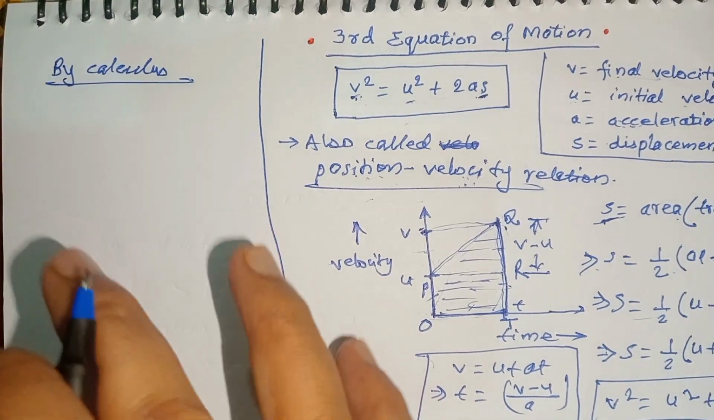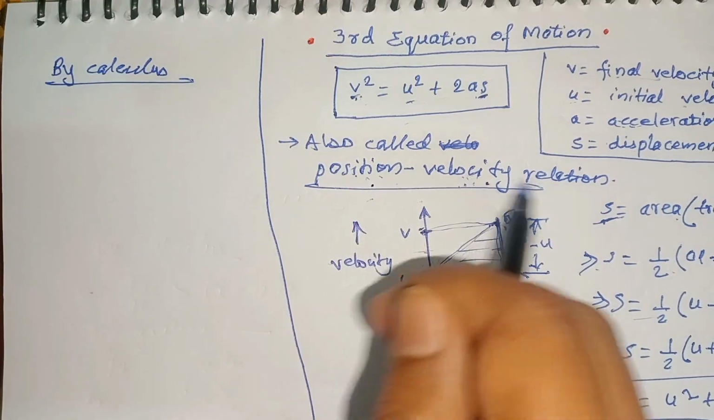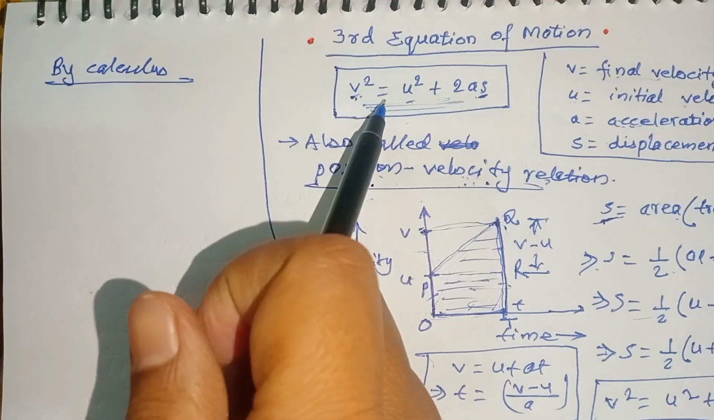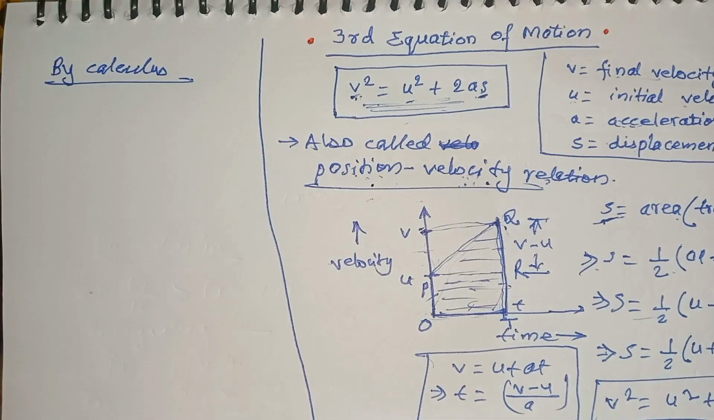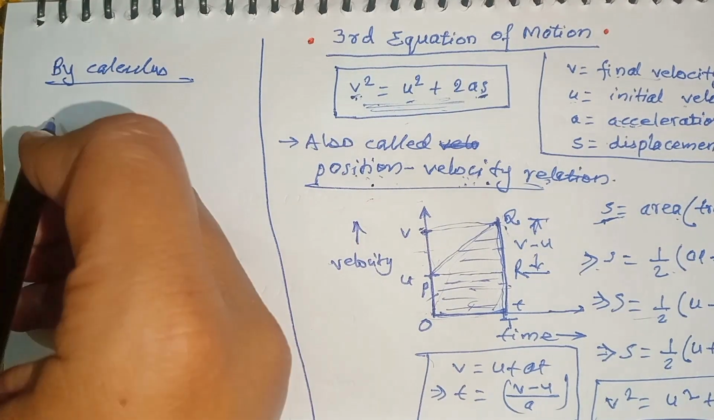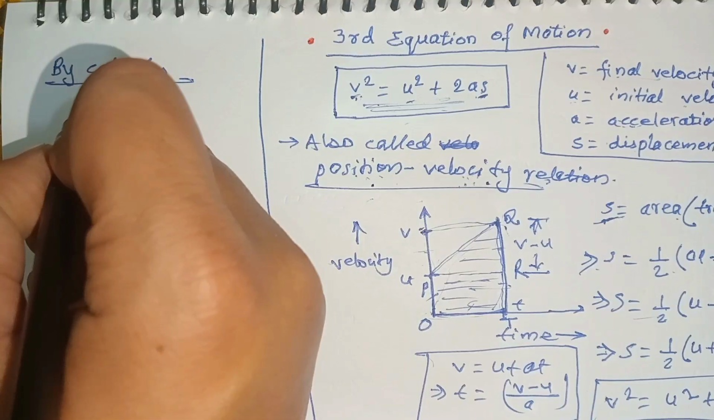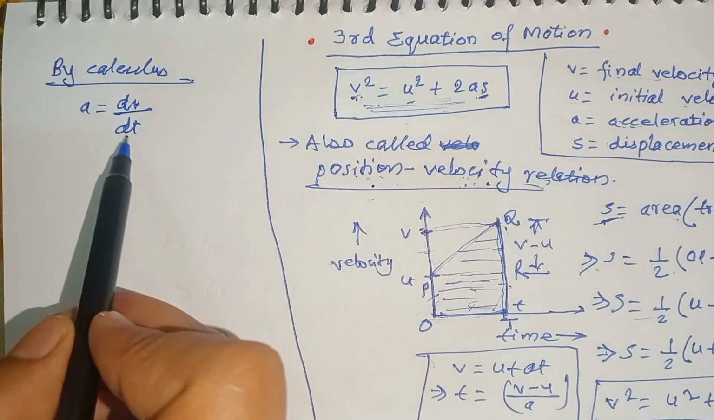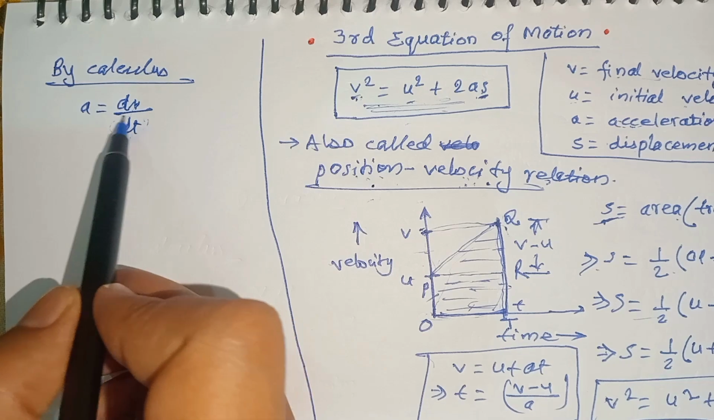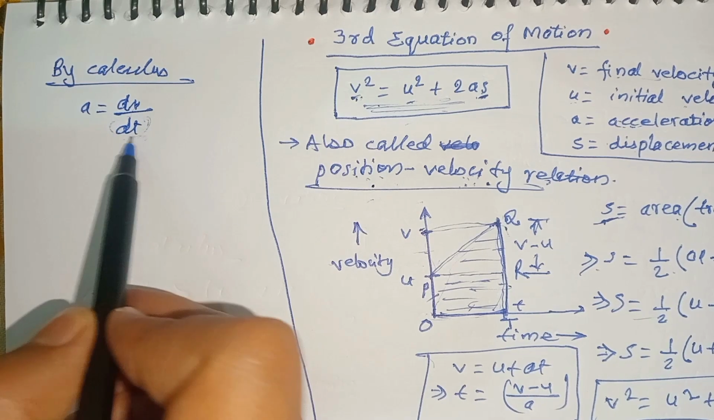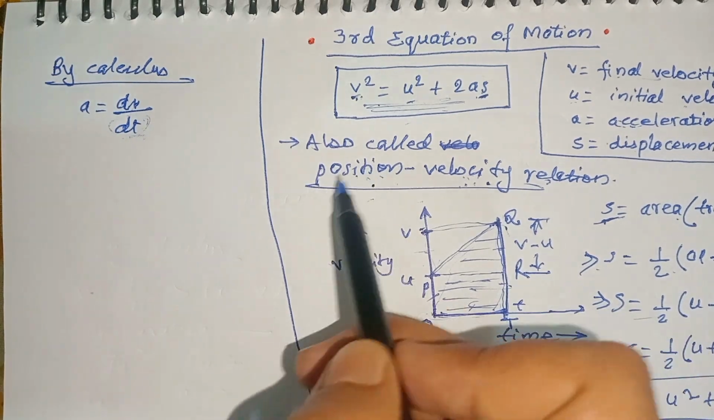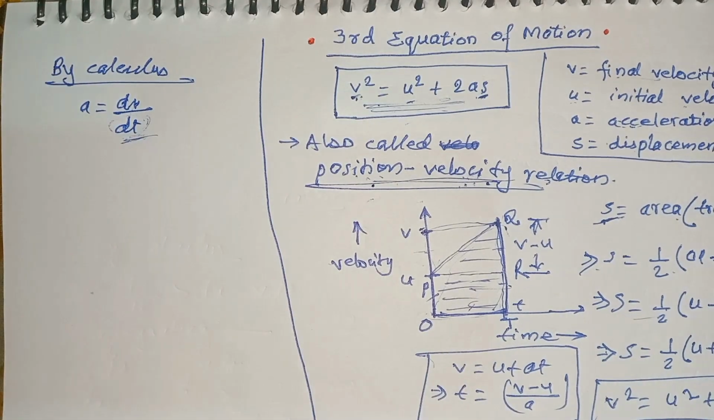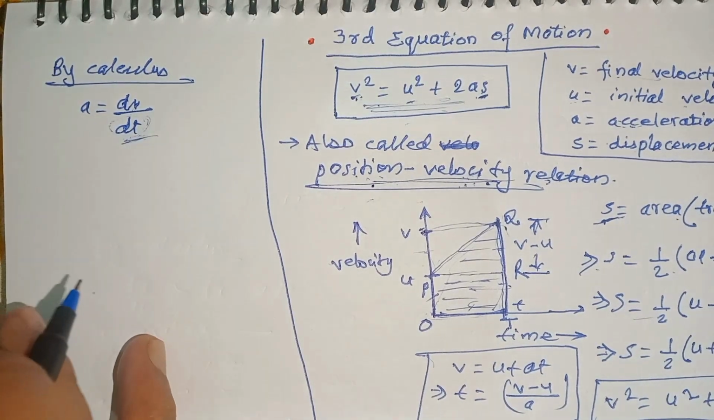We must remember that this equation is a position-velocity relationship. Here we need to drop the terms of t, that is time. So again we see acceleration a equals dv by dt. Here we have to drop the term dt because it contains t. Because this is a position-velocity relation, we have to drop the terms of t only, and we will simply get the derivation.